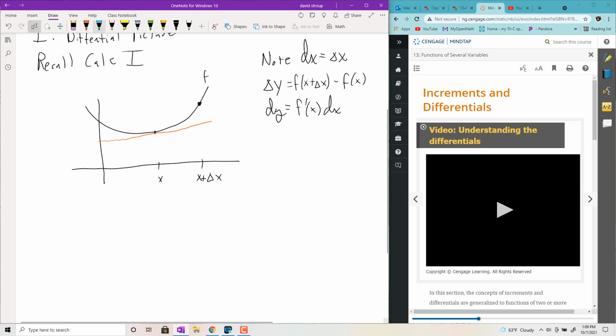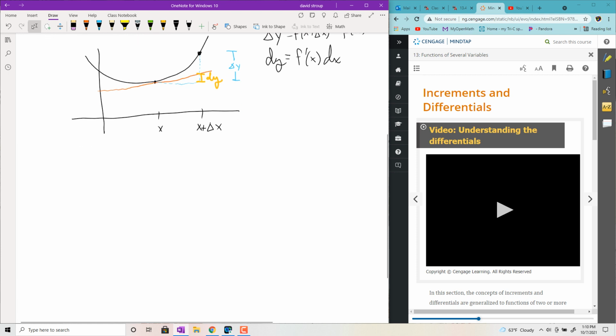Anyways, visually, there are two differences. There's the difference between the original height and the new height, and that's your delta y. And then there's the smaller difference to the tangent line. So this height here is going to be your differential dy. You can use the differential to approximate the actual change in height. The closer you are to x, the better the approximation.